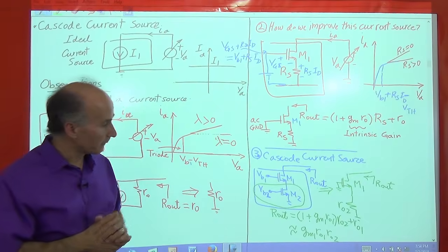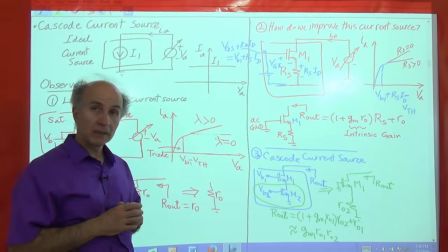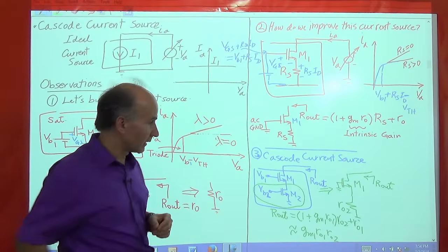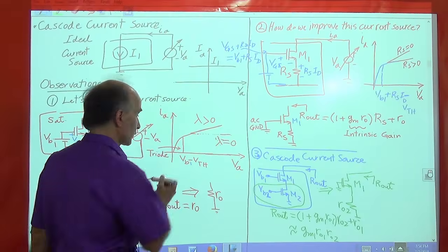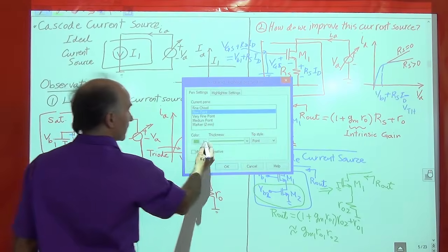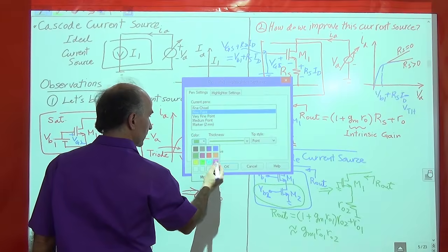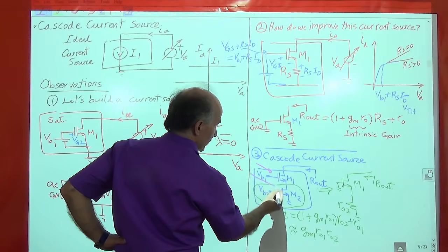Okay, now I would like to point out 3 properties of the circuit. So number 1, both of these devices have to be in saturation. So it's important to understand that. Let me change the color of my pen again so that no, not this one, maybe this one. Okay, so they both have to be in saturation.